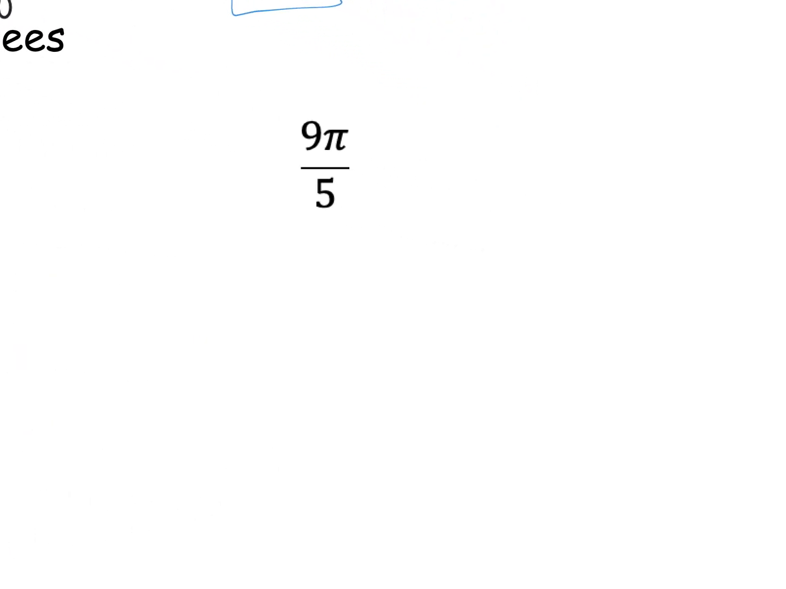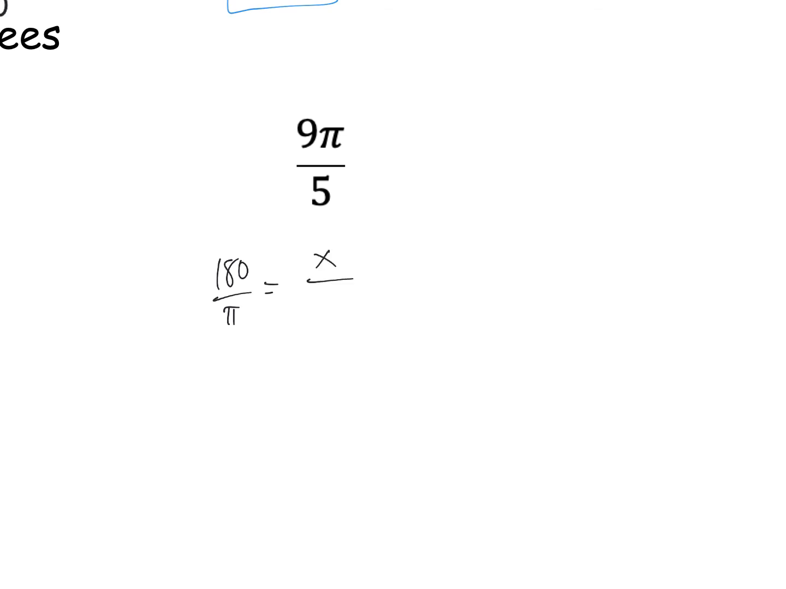Okay, last one, 9 pi over 5. So 180 over pi equals x over 9 pi over 5. Cross multiply, we get pi x equals 180 times 9 pi over 5. So I'm going to do 180 times 9, which is 1620.